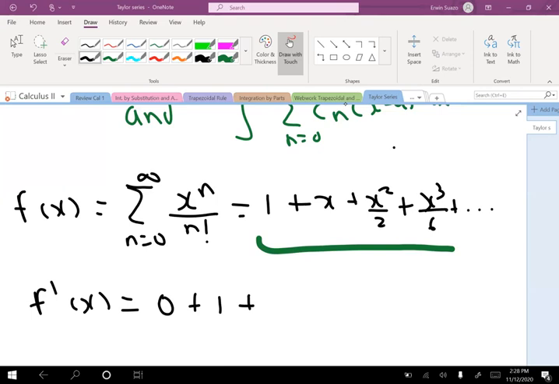Okay. So what is the derivative of 1? It is 0. The derivative of x is 1. What is the derivative of x squared divided by 2? x. It will be x. And the derivative of x cubed divided by 6.